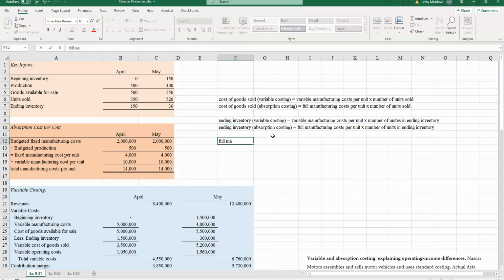And remember that full manufacturing cost is equal to variable manufacturing costs plus fixed manufacturing costs. And again, we're looking at full manufacturing costs. In this instance, I'm looking at it on a per unit basis here.